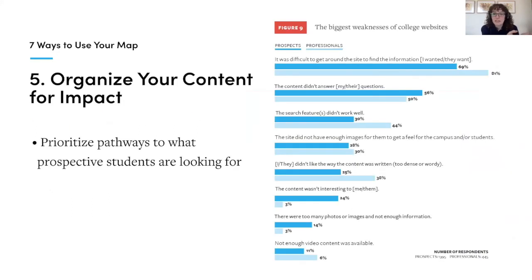So the fifth way that you can use your map is really to organize your content for impact. So along with telling better stories, where can you actually put your content? How can you organize it in a way that's going to be really effective?